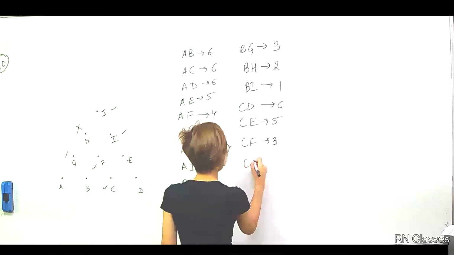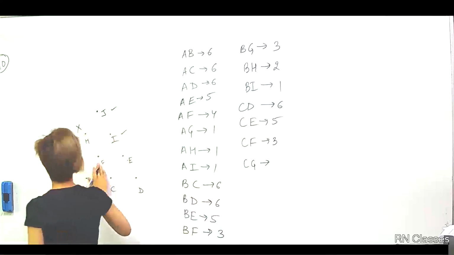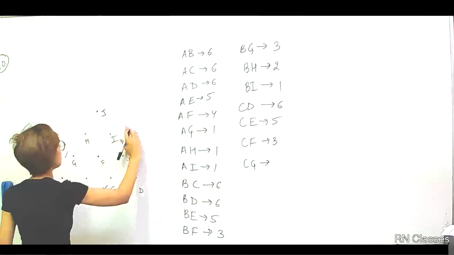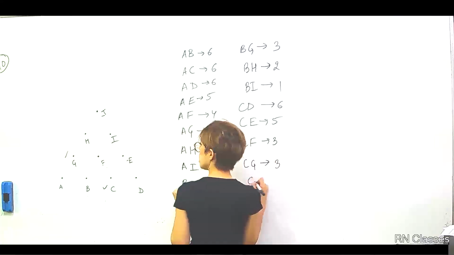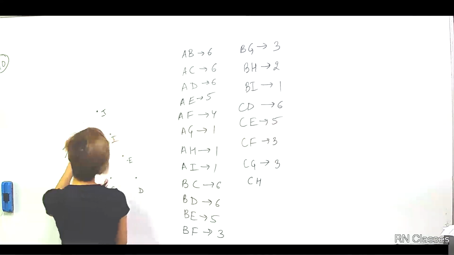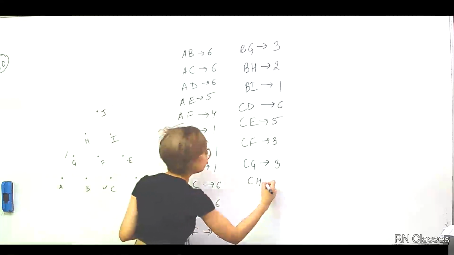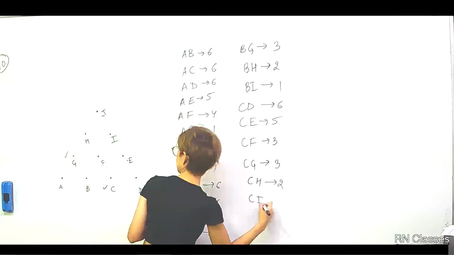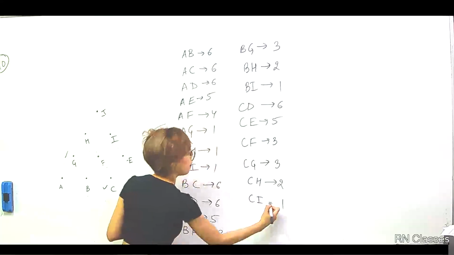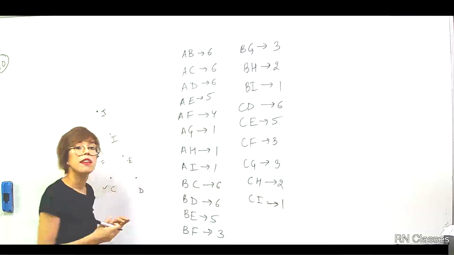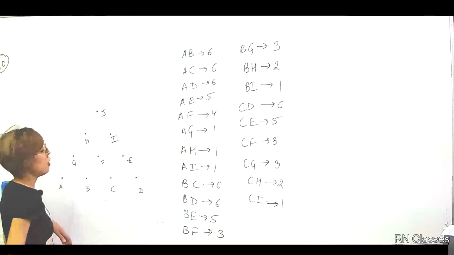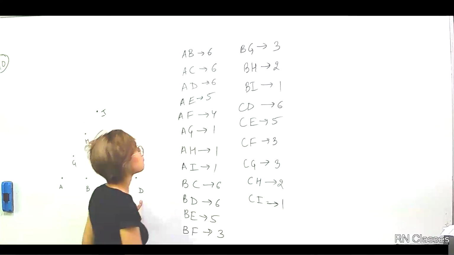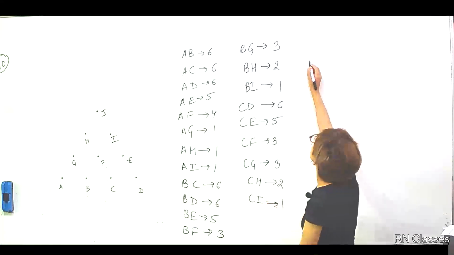How about CG? That is the easy one. CG, that will be 1, 2, 3. Right, then CH. Now CH, I can take I and J, so that is 2. And CI, that will give me 1. Done? Okay, so this is all okay. Now let's see. Come to D. Let's start with DE.